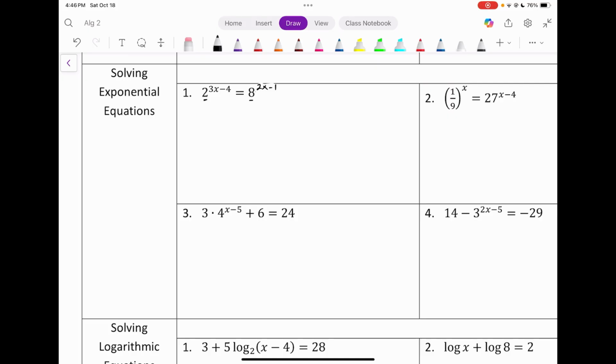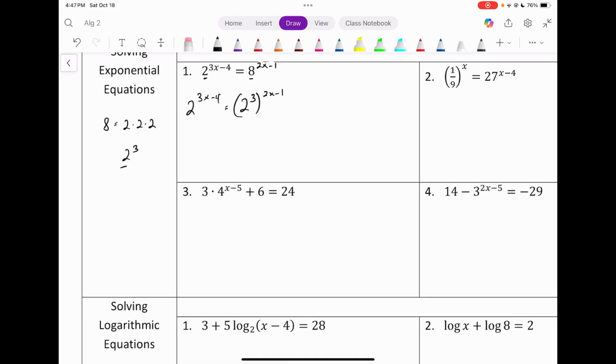If you can ever rewrite the bases to where they're the same, like we know that 8 is the same thing as 2 times 2 times 2, or 2 to the third power. Notice now it has a base of 2. So I'm going to rewrite the 8 as 2 to the third power, and it's being raised to the 2x minus 1 power. Reminder, rules of exponents. Anytime you have a power raised to another power, you can multiply those powers together.